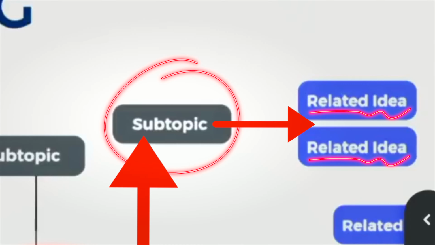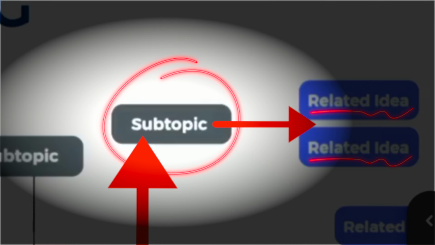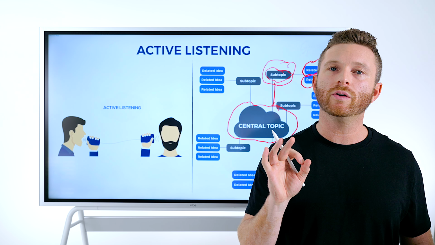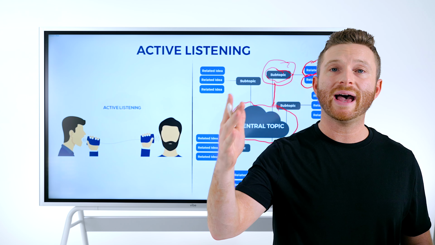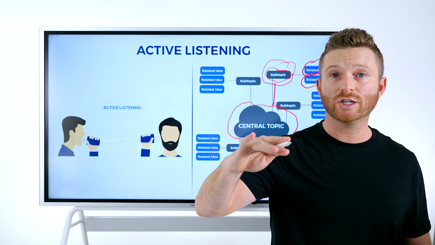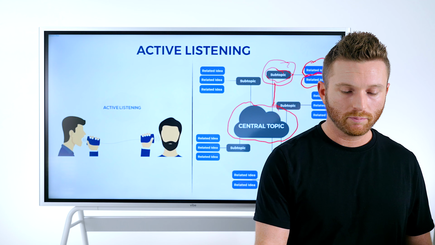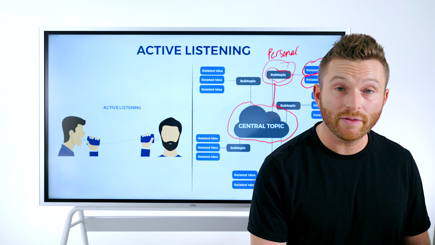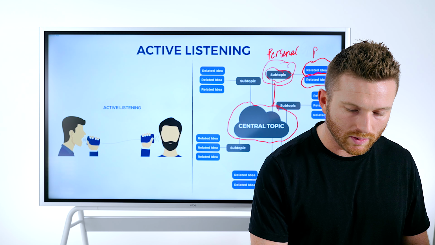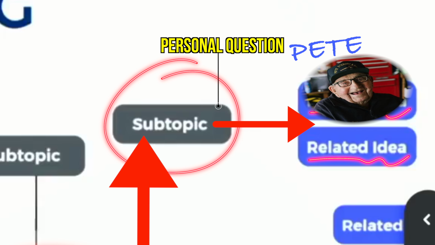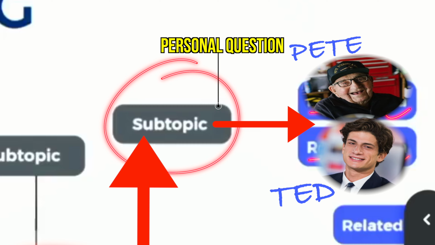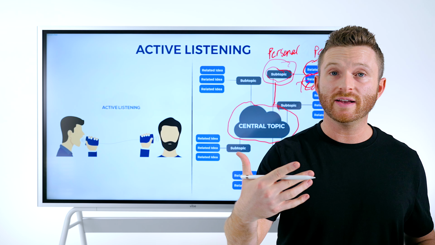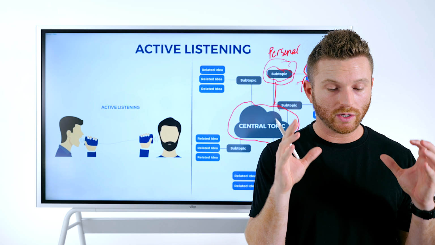Let's imagine this subtopic here is a personal question. And let's imagine the prospect shares with you that the business was started by their grandparents and now it's been passed down to the next generations, right? So here is personal. That's the subtopic. And then the related idea is the grandfather's name, Pete. And then the son's name, Ted. So we're documenting what we're uncovering during our investigation, right? We're putting the pieces of the puzzle together.